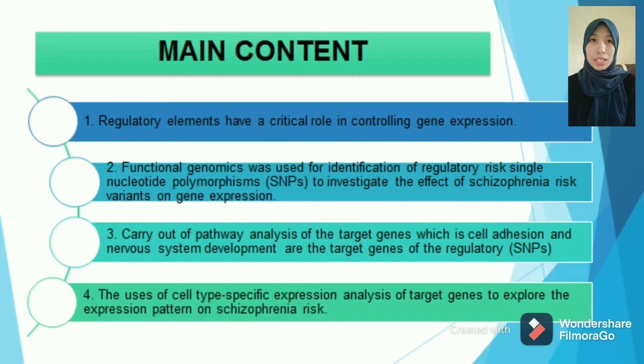Next, the main content that can be highlighted from this article consists of regulatory elements, which have a critical role in controlling gene expression. Second, about the functional genomics, which is used for identification of regulatory single nucleotide polymorphisms, which is used to investigate the effect of schizophrenia risk variants on gene expression. Next is about the explanation carried out of pathway analysis of the target genes, and last about the use of cell type specific expression analysis of the target genes.